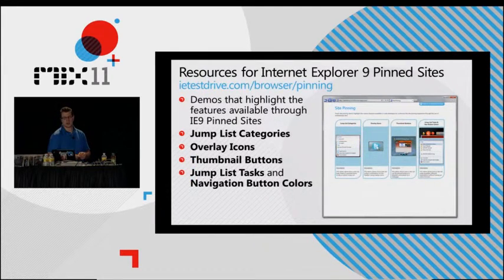Another site I would check is the IE9 test drive site. We have an example that shows you four cases of jump list categories, overlay icons, thumbnail buttons, and of course the ability to do nav control, colors, and jump list tasks. That's at ietestdrive.com/browser/pinning. If you just go to the IE9 test drive site at ietestdrive.com, it's over in the demo section. You can go ahead and check that out, take a look at the code there, and they'll show you how it's done.